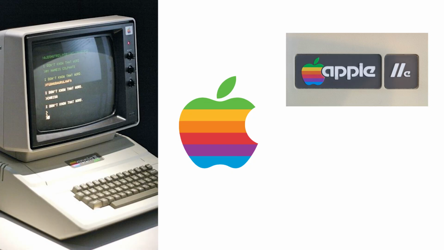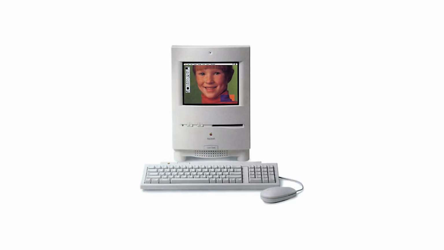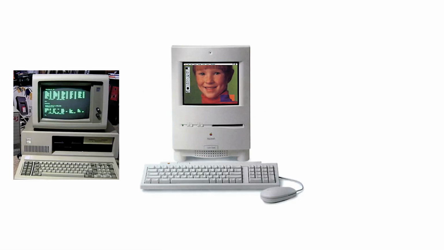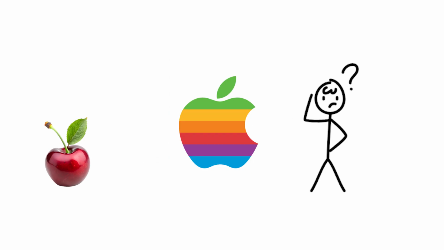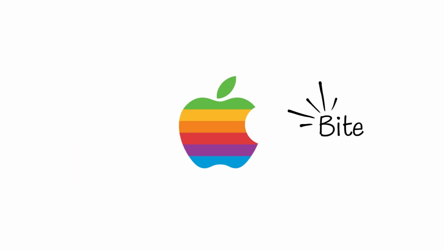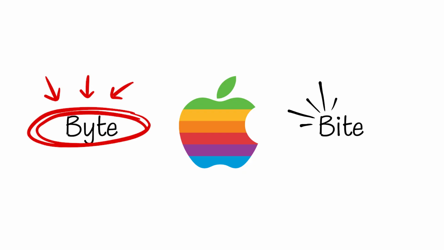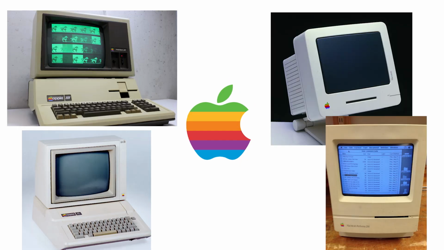The rainbow colors served a practical purpose. They showcased the Apple II's revolutionary color display capability when most computers only showed green text on black screens. The bite solved a crucial recognition problem because without it, the apple looked like a cherry or tomato at small sizes. Jobs loved that the bite also played on the computer term byte, though Janoff insists this was just a happy coincidence. This logo became one of the most recognizable symbols in the world and represented Apple's approachable creative philosophy during the personal computer revolution.